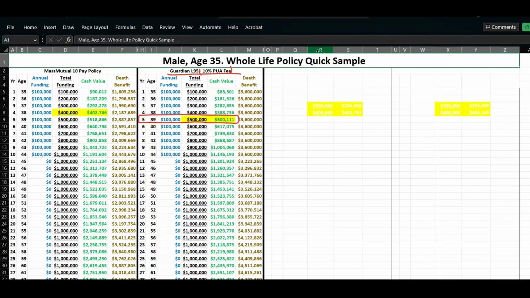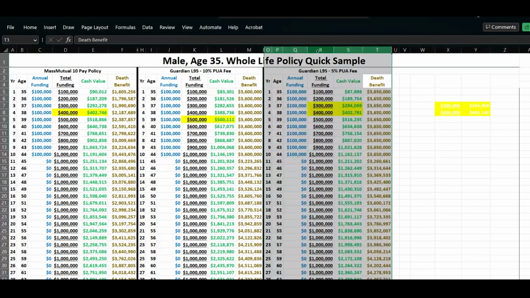Breaking even, year 5. What's the big difference? First year, $83,000 in cash value compared to that MassMutual 10 pay, $90,000 in cash value. But look at the death benefit. That's a difference right out of the gates, isn't it? Yes, it is. Next, we've got Guardian's 5% PUA fee.